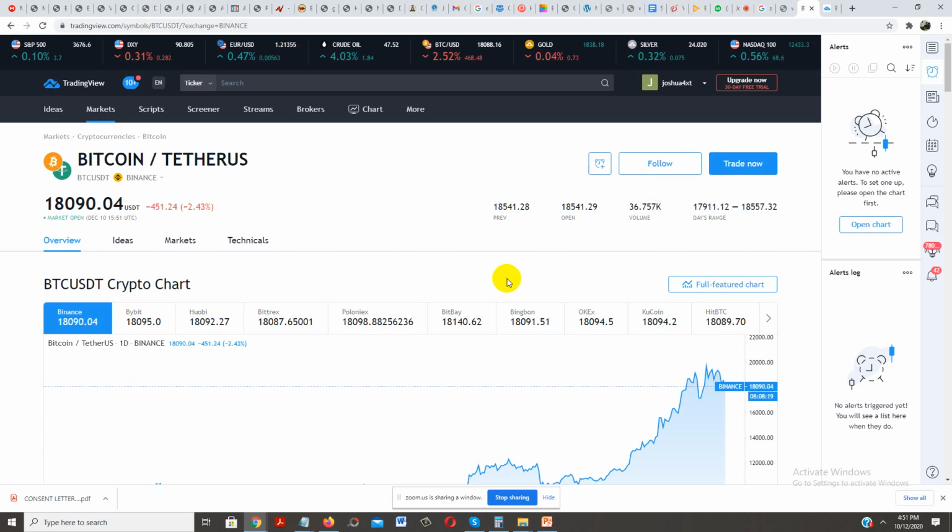So they now gave BTC USD perpetual contract, with the exchanges Bitfinex, Poloniex, Binance. In the same line with the BTC USDT crypto chart, to the right, what can you see? I see follow and trade now. No, that is up. In the same line as the BTC USDT crypto chart.